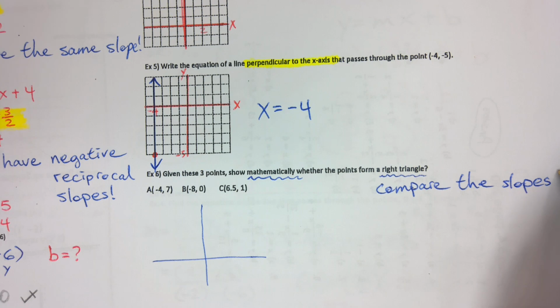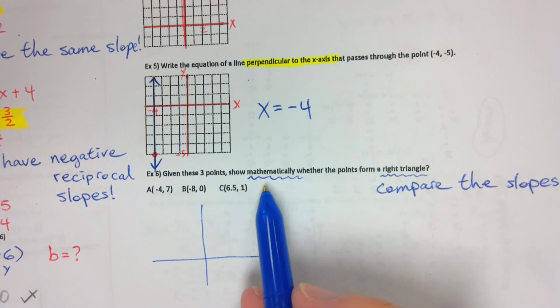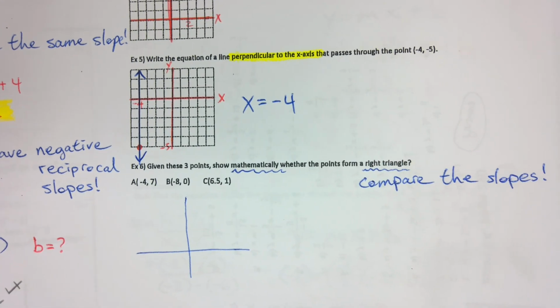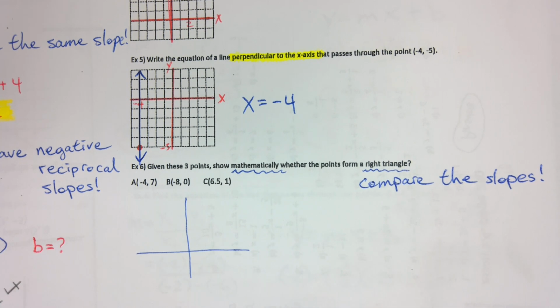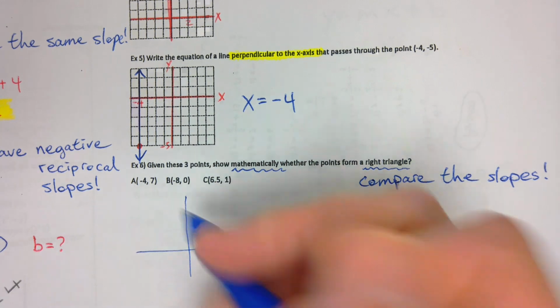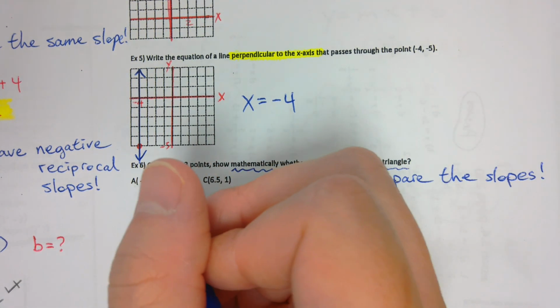Okay. In a triangle, how many lines are there? How many? 3, right? Okay, but I'm lazy. I don't want to compare all 3 lines. So I'm going to just do a quick little sketch.